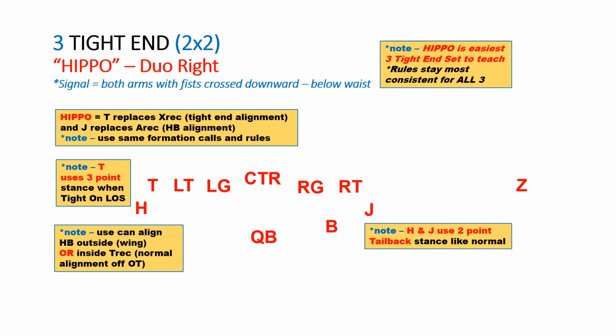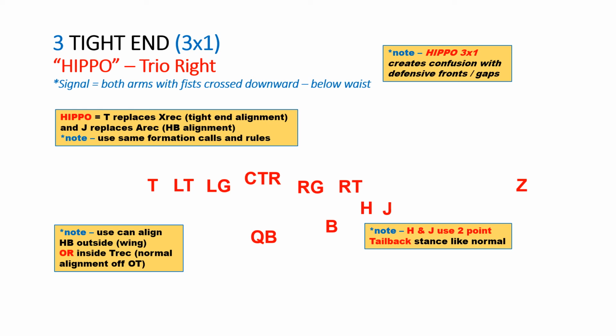We're going to have now this wing with the H again. You can determine inside and outside, and the J in a second H back alignment to the Z receiver side. Last then is out of a 3x1, again hippo, trio right, signal both arms crossed down below the waist. We're going to have the T as a traditional tight end, replace the X, and now we get this double H back side by side. Again, can create confusion with defensive fronts and gaps with that type of alignment.